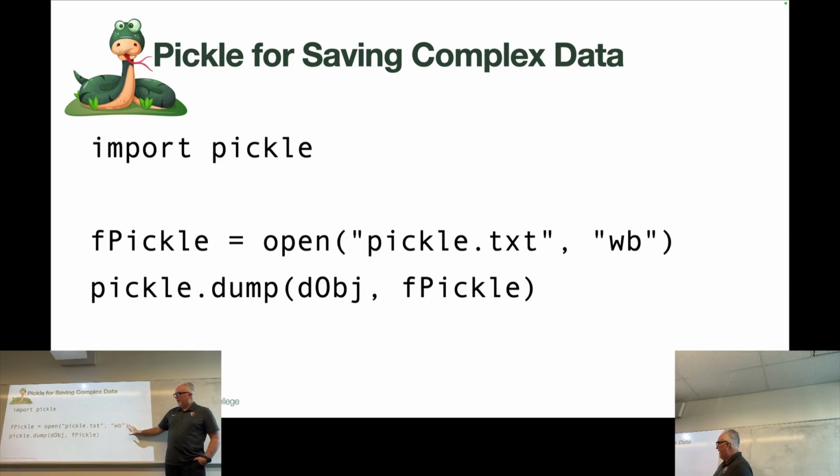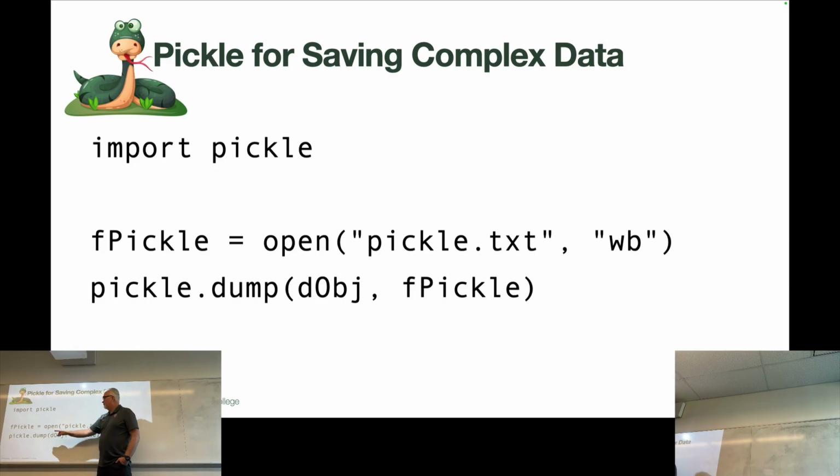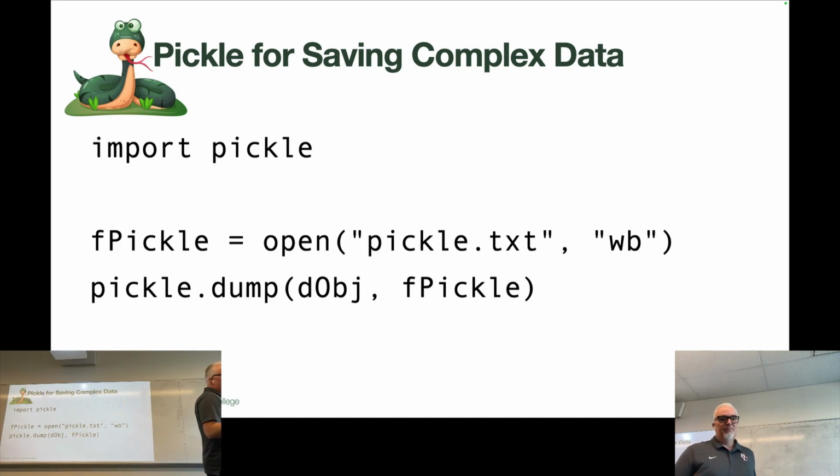So I open the pickle file, and then the last step to save that data is I use pickle.dump, and I give it the data I want to save, and I give it the file object that I want to put it in. So the data and the container. That's it. And that saves the data.